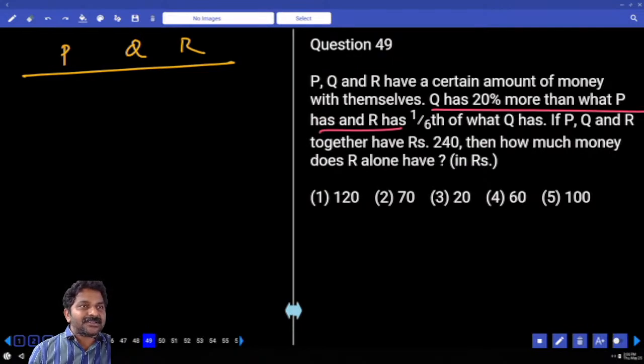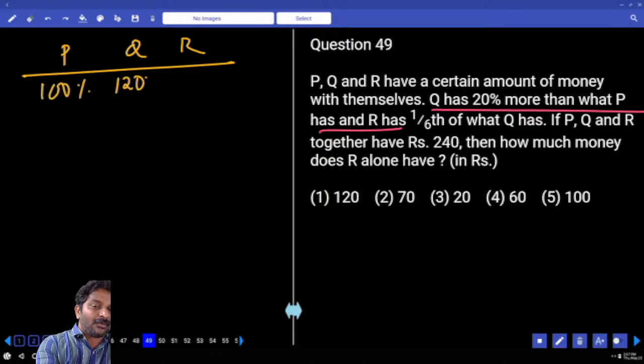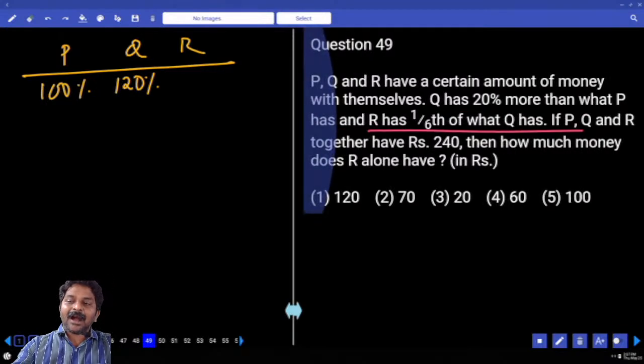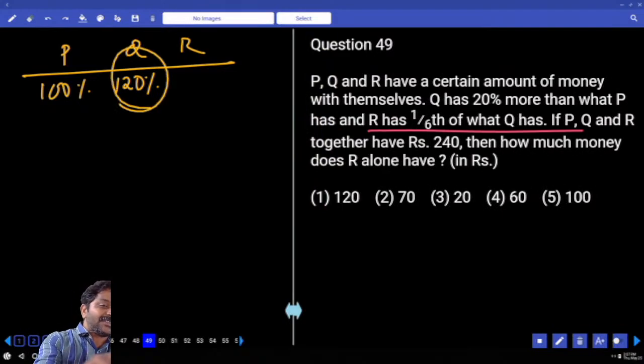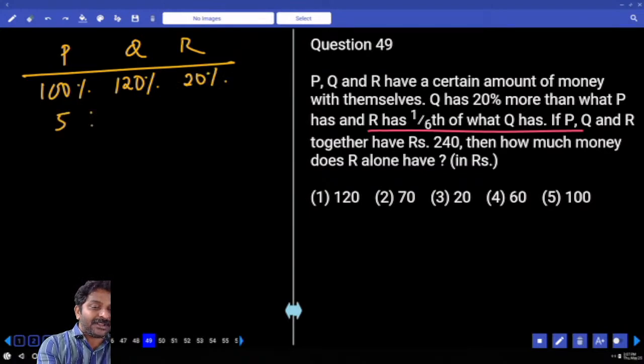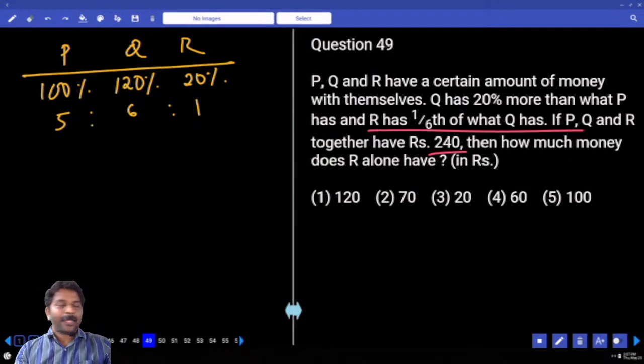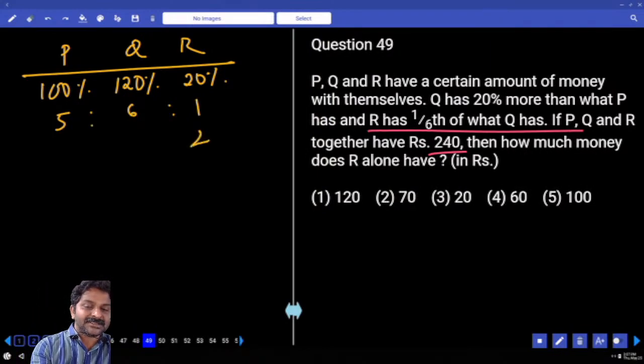That means Q depends on P or P depends on Q? Q depends on P. If P is 100%, Q becomes 120%, and then R has 1/6 of Q. 1/6 of this number, is it 1/6 more or 1/6 less or 1/6? 1/6, that is 20%. That means they must be in the ratio 5:6:1. How many parts? 12 parts is equal to each part. That means R is equal to, that's it.